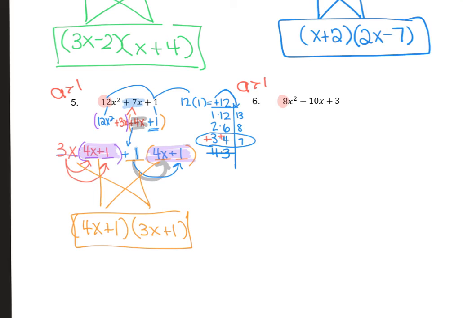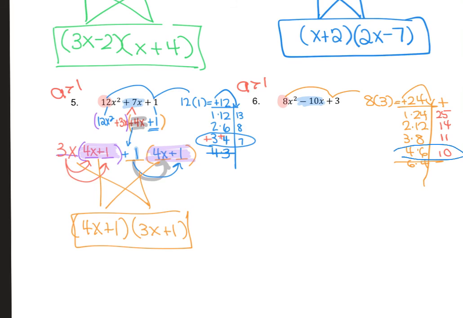Let's do the last one, number 6. We're going to take 8 times 3. We're going to get positive 24. 1 times 24, 2 times 12, 3 times 8, 4 times 6, 6 times 4. There's my duplicate. Positive means we are adding. 25, 14, 11, 10. We want 10.